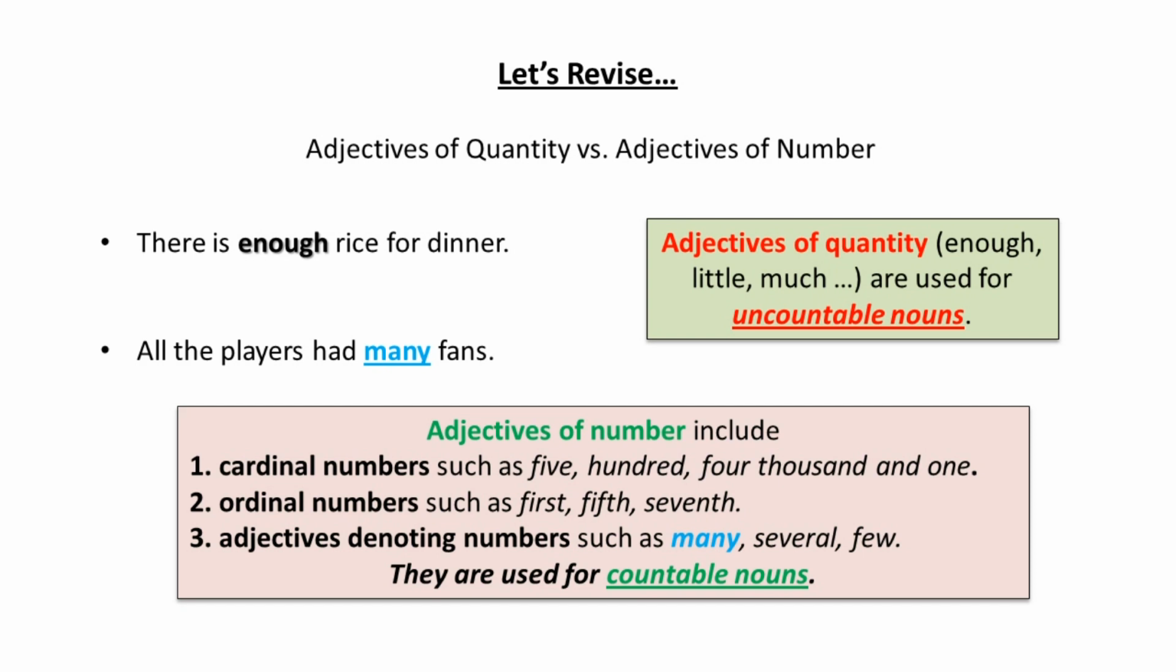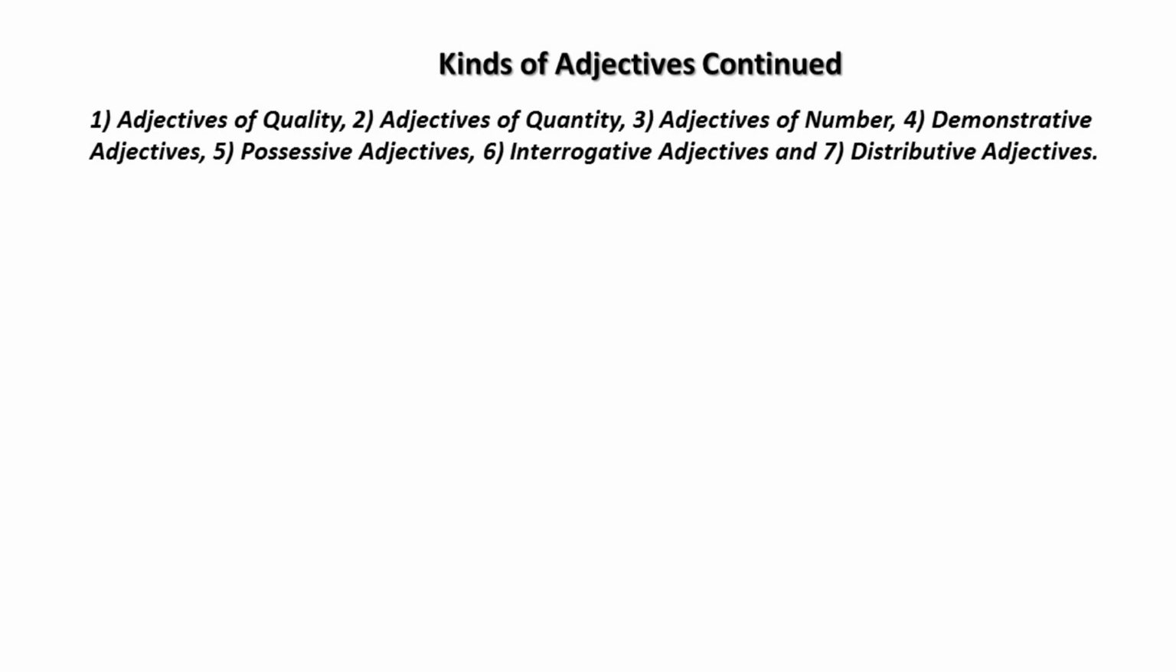And now let us continue our lesson on kinds of adjectives. So let us quickly look at various kinds of adjectives. Once again, let us quickly read them. Adjectives of quality, adjectives of quantity, adjectives of number, demonstrative adjectives, possessive adjectives, interrogative adjectives, and distributive adjectives. These are the kinds of adjectives. And last week we already saw 4 of them. Now we are going to see possessive adjectives, interrogative adjectives, and distributive adjectives.